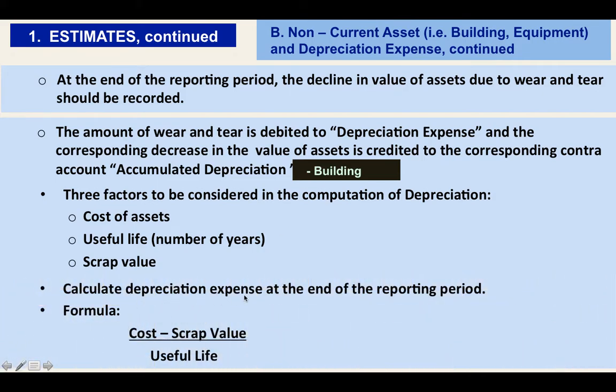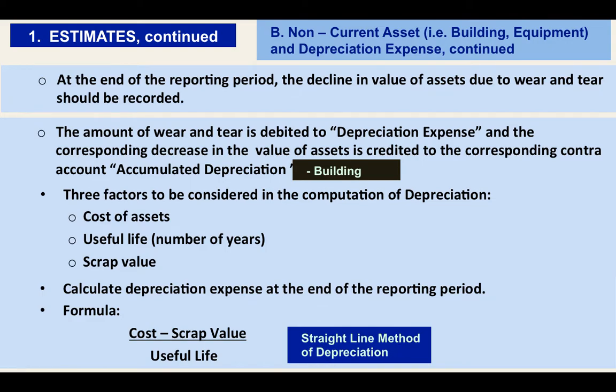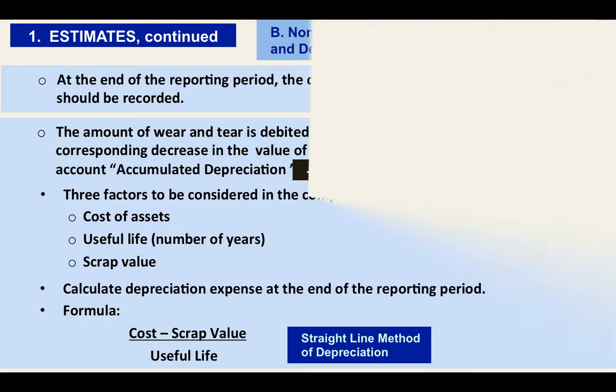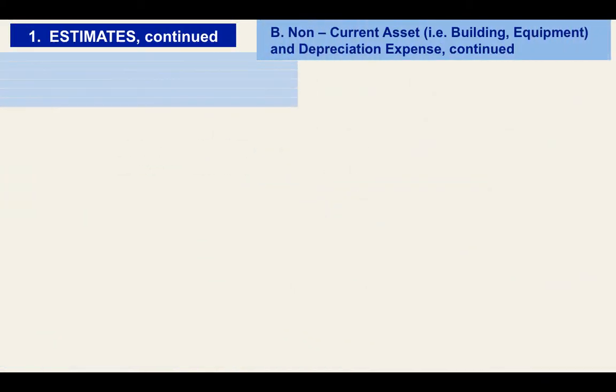So we will calculate the depreciation expense at the end of the reporting period. And the formula is cost minus scrap value divided by the useful life. So ang formula na ito ay ginagamit for straight line method of depreciation. We will only be applying the straight line method of depreciation on our adjusting journal entries. Maraming methods ang depreciation, double declining, sum of the year's digit, but we are going to use the simple method, which is the straight line method.